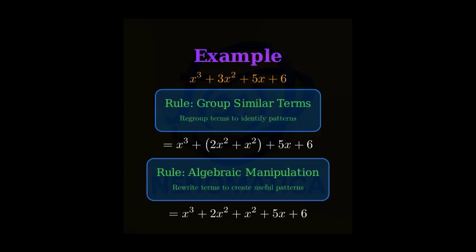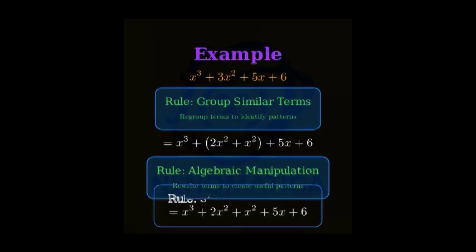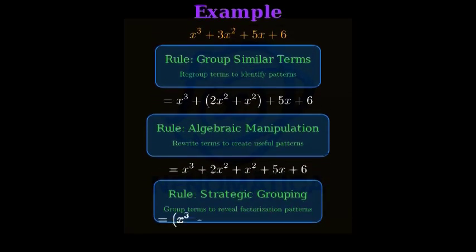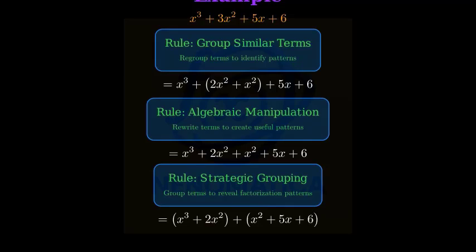Oh, I see, I made a mistake in the grouping. Let me correct this. The original expression is x cubed plus 3x squared plus 5x plus 6. We can rewrite this as x cubed plus 2x squared plus x squared plus 5x plus 6. This allows us to group the terms more effectively. Following our example image, we'll write this as x cubed plus 2x squared plus parenthesis x squared plus 5x plus 6 close parenthesis.